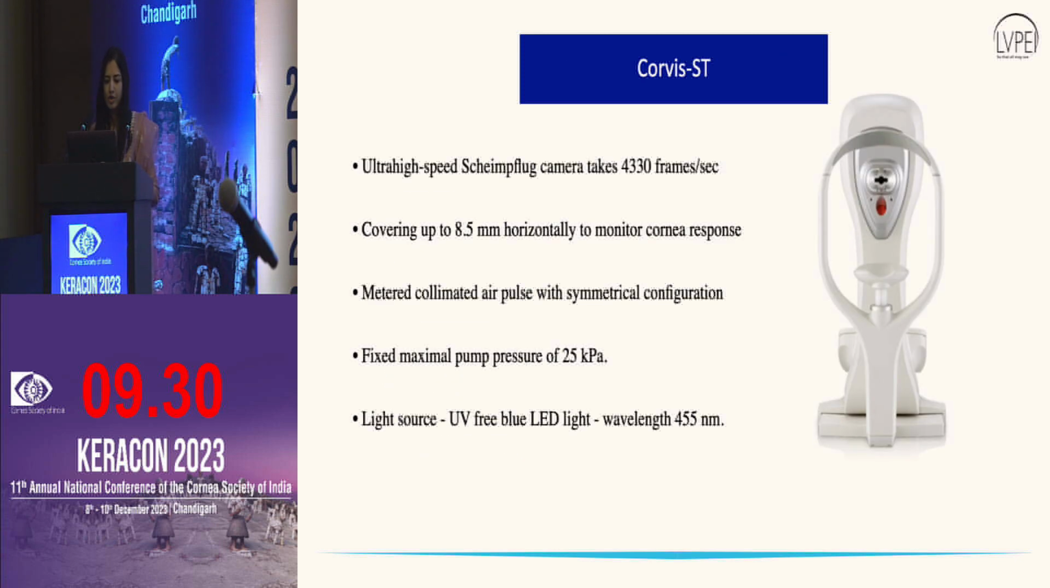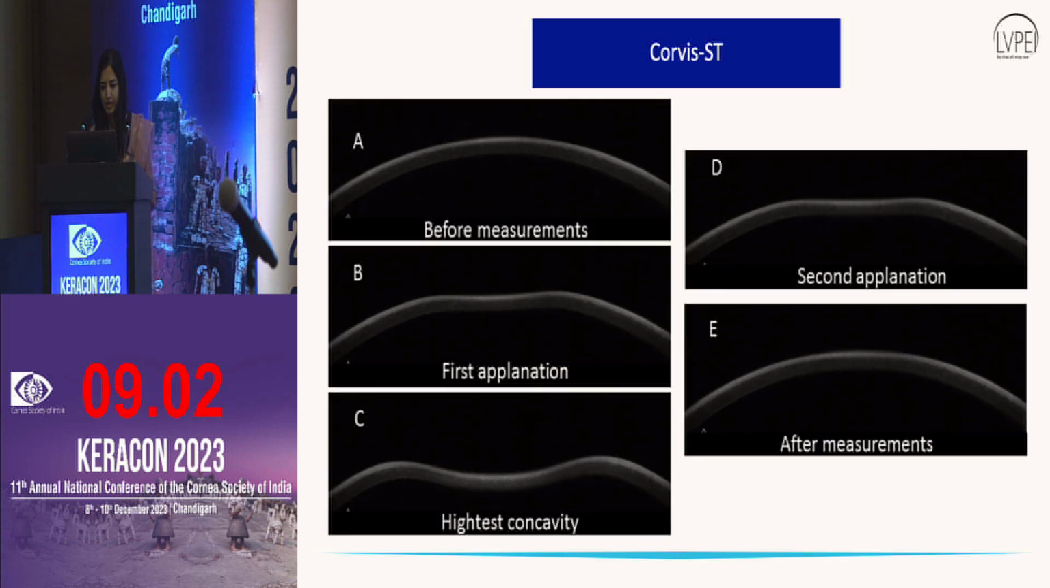So coming to Corvis ST, it is a Scheimpflug camera, which is an ultra high speed camera and measures the Scheimpflug images over 8.5 millimeter horizontal diameter of the cornea. What it does is it sends out a collimated air pulse in the central 0.5 millimeters of the cornea, with a maximum pump pressure which is fixed as 25 kilopascal. The light it uses is a UV LED light of wavelength 455 nanometers to measure the Scheimpflug images.